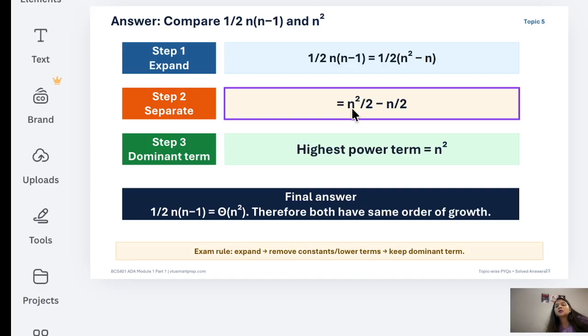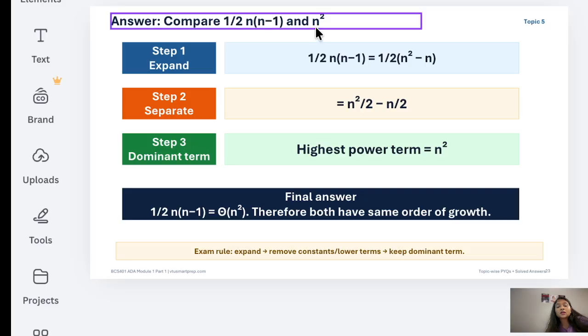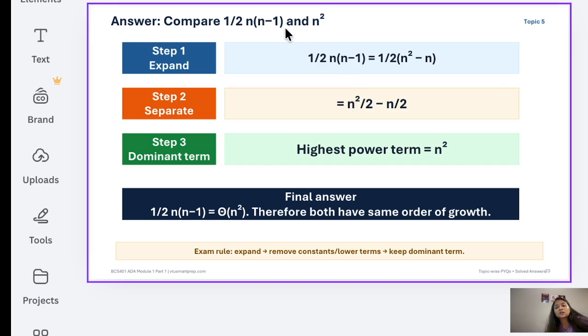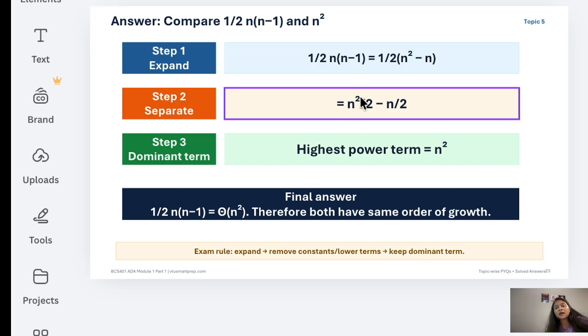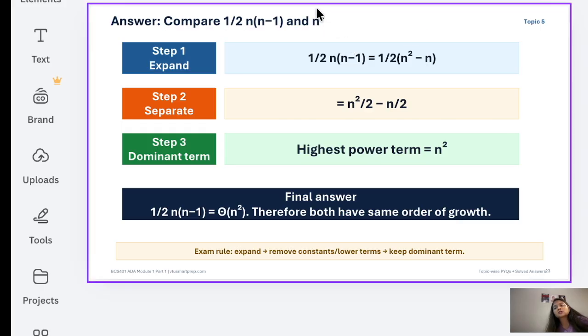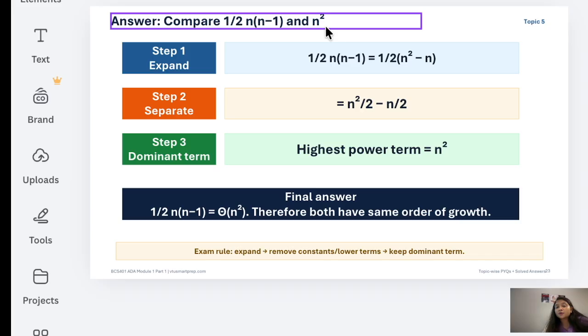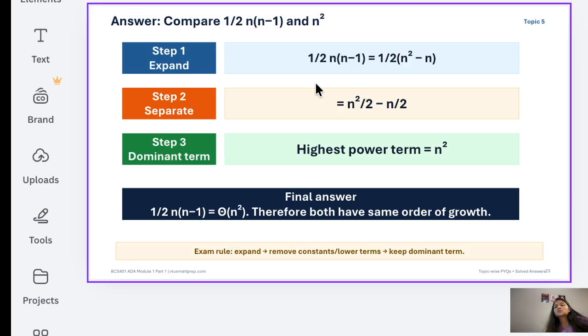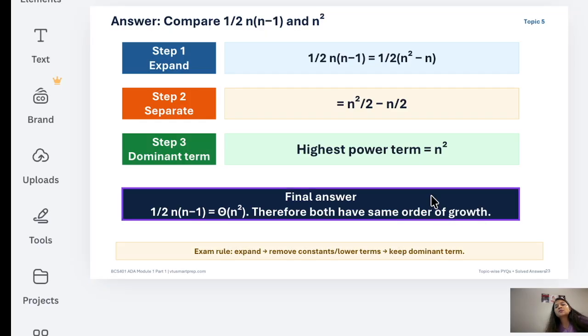So now you can see we have n squared by 2 minus n by 2, and they have also told us to compare with n squared. For this expression I am getting n squared, and whatever is there in the question is also telling us to compare with n squared. So the highest term is n squared itself, not n. So n squared has the order of growth, which is the highest power term or the dominant term. So what is the final answer? Therefore both have the same order of growth.